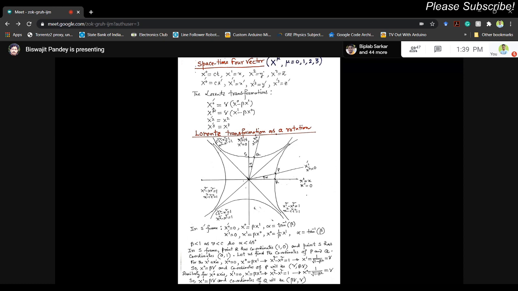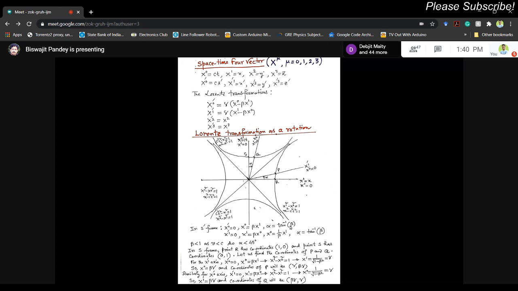And if I put x0 prime equal to 0, we get x0 equal to beta x1. This is the first one, right? If you take x0 and x1, so this is your x1, this is your x0, the ratio of x0 and x1 is beta, and that is nothing but the tan of this angle. So tan alpha equal to beta, so alpha equal to tan inverse beta.